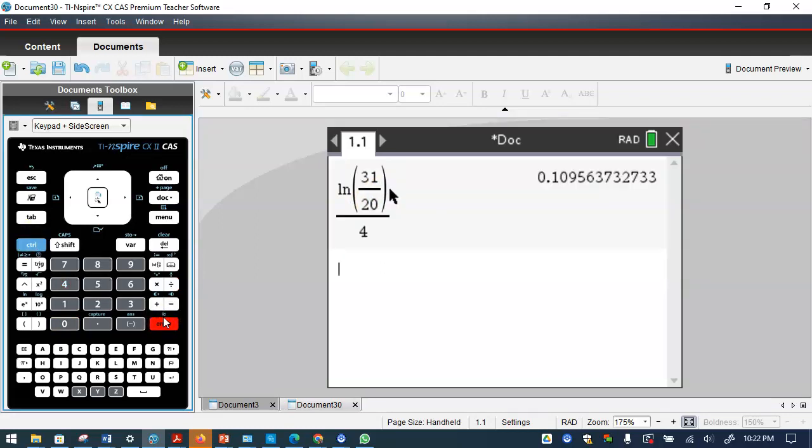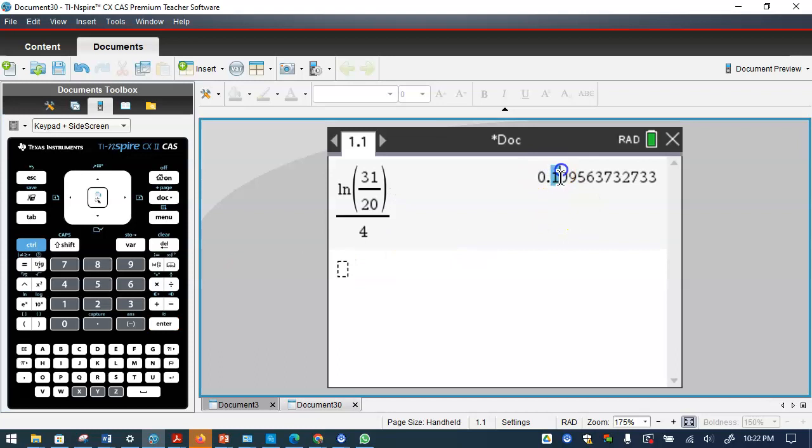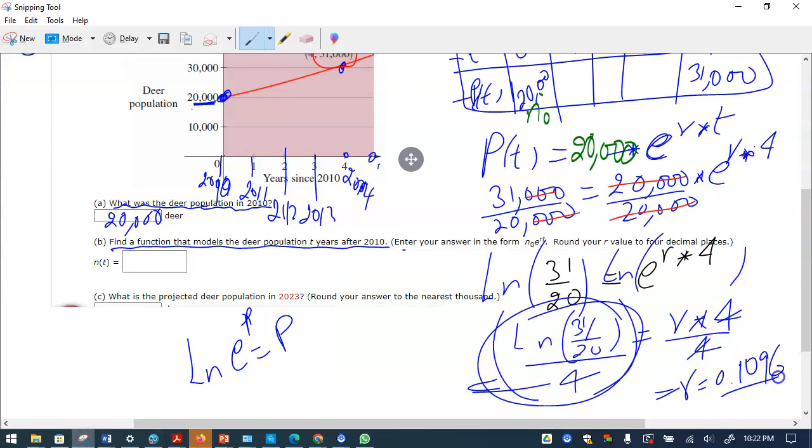See the same question, because they're asking you to round it to the nearest thousandth. So this is tenth, hundredth, thousandth, ten-thousandth. So you have to round to the nearest thousandth, and this five will have to be increased to six. So it is 0.1096. That's how you get 0.1096.